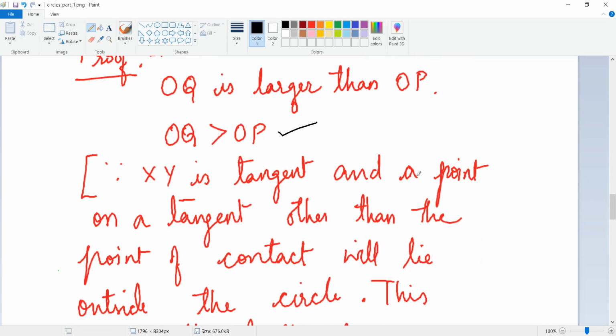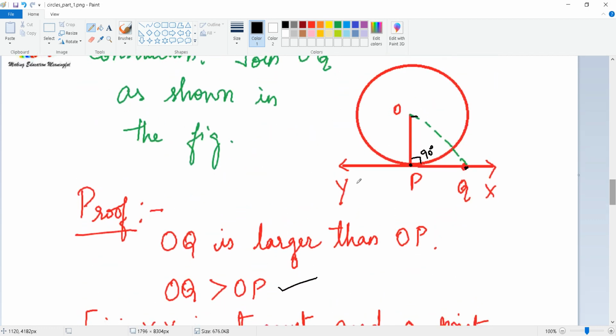And a point on a tangent other than the point of contact will lie outside the circle. See, this XY is a tangent, and I am marking a point on the tangent. Obviously, this particular point is not P. We know that it touches the circle at P, but we are marking some other point apart from P. So obviously, this OQ will be greater than OP because it's on the tangent, which is outside, right?